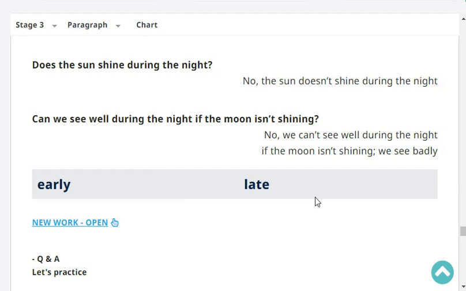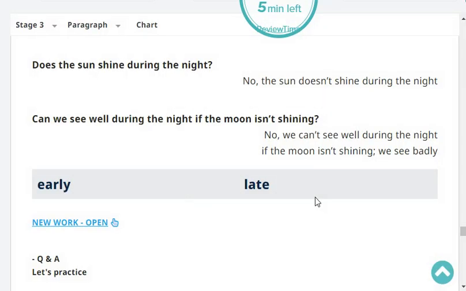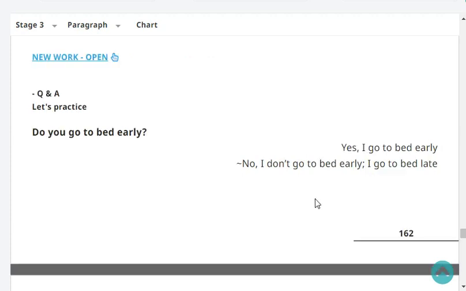Can we see well during the night if the moon isn't shining? No, we can't see well during the night if the moon isn't shining. We see badly. Very good.